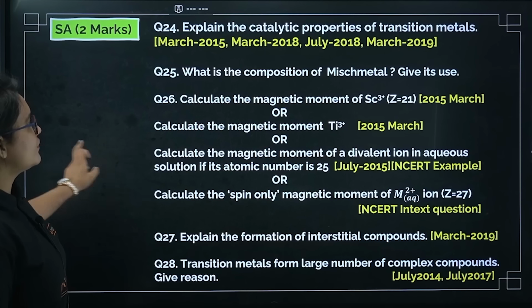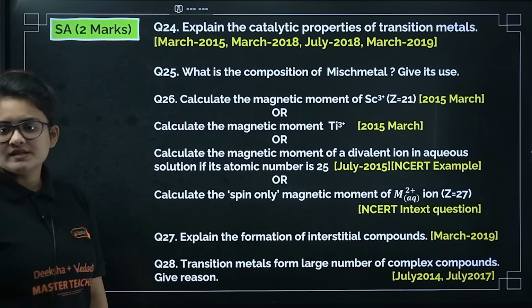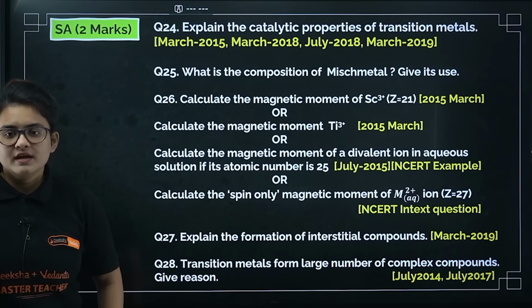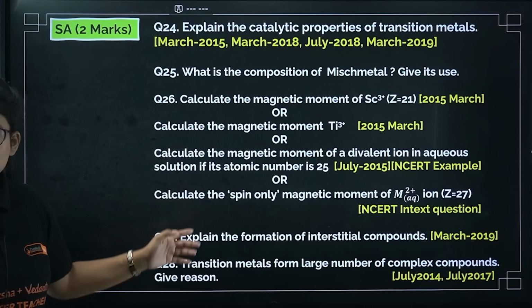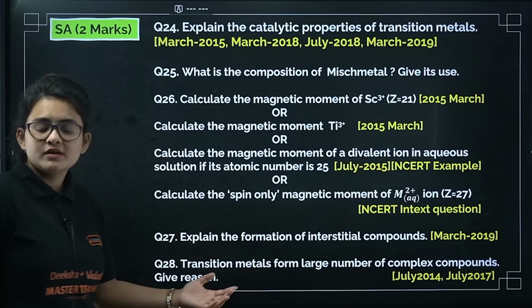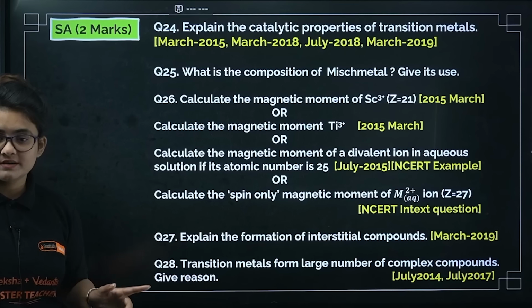Next, d and f block. From here, this is the question set you can go through: the catalytic properties, why transition metals show catalytic properties. Okay, next mixed metal, next you can see magnetic moment calculation. Okay, next interstitial compound, and what is the role, what are the physical and chemical properties of the interstitial compound.